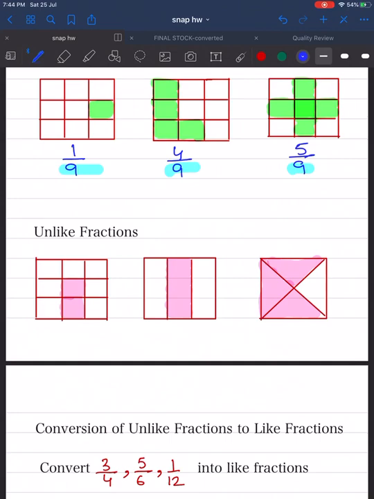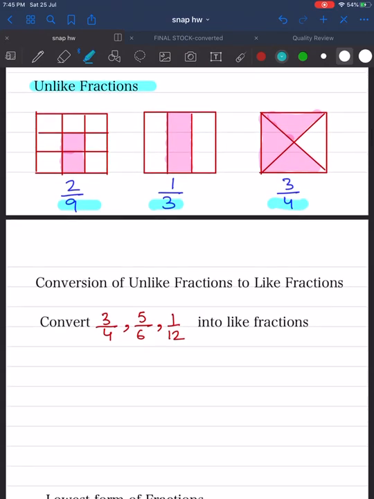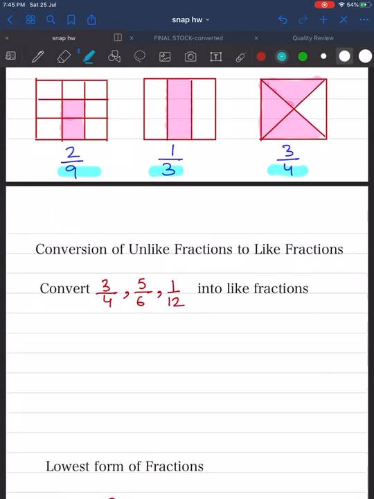Now look at the next figures. The first figure here represents 2 shaded parts out of 9 equal parts. The second figure shows 1 shaded part out of 3 equal parts, and the third figure shows 3 shaded parts out of 4 equal parts. Now these are unlike fractions as their denominators are different: 9, 3 and 4. Now we can convert unlike fractions to like fractions.